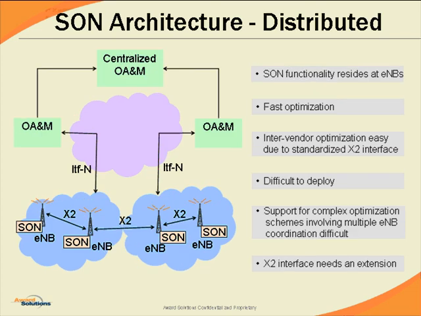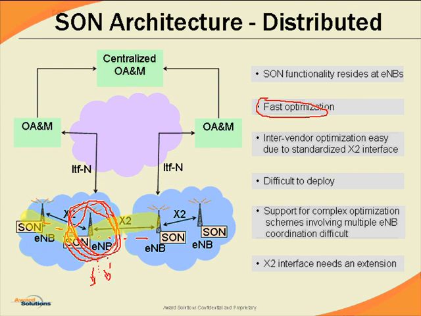Now, if you implement a SON function in a distributed fashion, then it's very, very fast. For example, let's say I put some kind of neighbor list optimization feature in the e-node B. Then the execution of the algorithm is very fast, because we just need to work on this area, right? We are just talking to the immediate neighbors, perhaps. And we are processing the information coming from our UEs here. That's it. We can take care of such processing very, very quickly. And we can start taking some action, start updating the neighbor list. So that is the advantage, that it is very, very fast. Right? We can process the information very, very quickly.